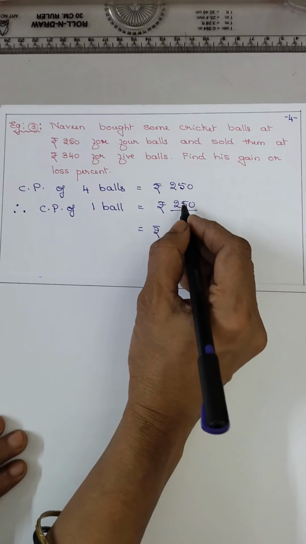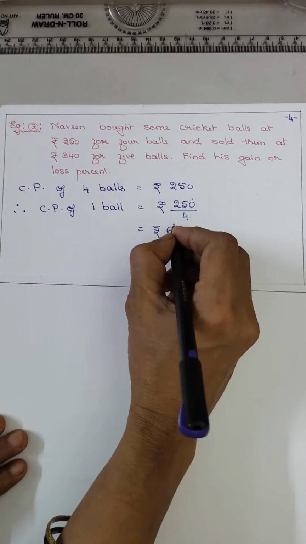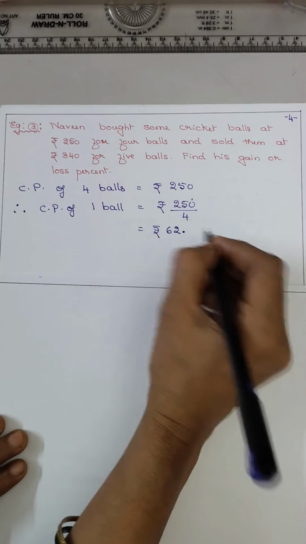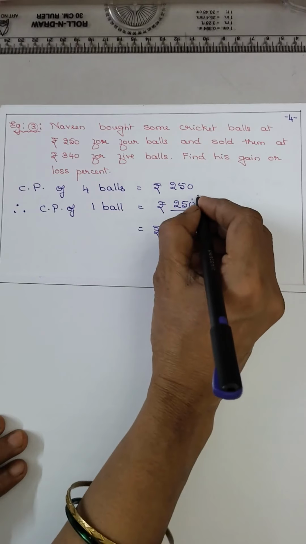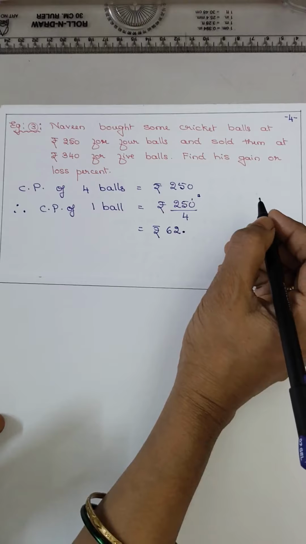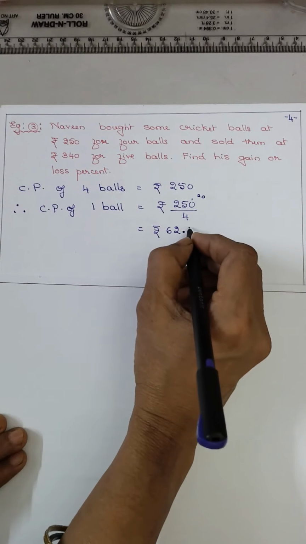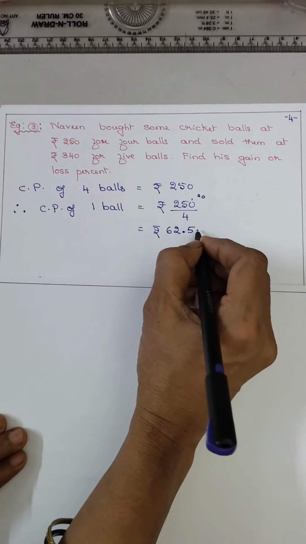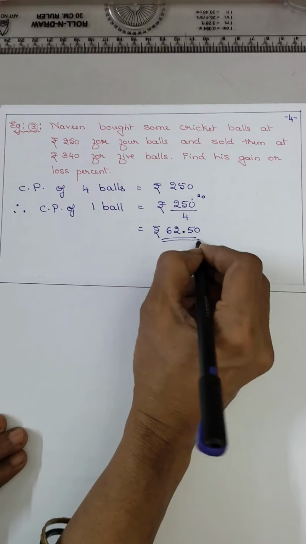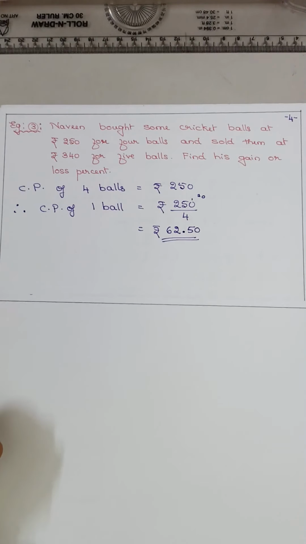That is 4 6s are 24, 1 remains, 4 2s are 8, decimal 2 remains, isn't it? 4 2s are 8, 10 में 2 remains, so extra take 0. It is 4 5s are 20. Whenever it is rupees paise, you have to put 0. So it is 62 rupees 50 paise.